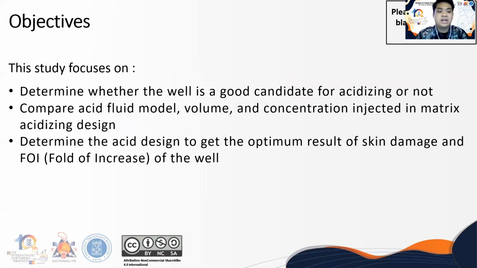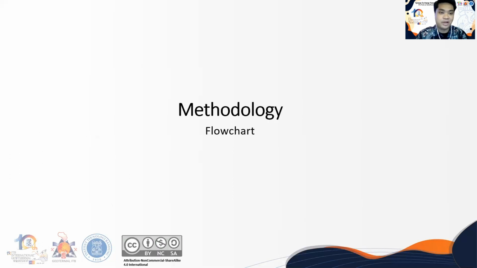In this study, there are three objectives based on analysis and evaluation with a numerical approach from before, during treatment, and also after matrix acidizing. This study focuses on determining whether the well is a good candidate for acidizing or not, comparing acid fluid model, volume, and concentration injected in matrix acidizing design, and then determining the acid design to get the optimum result of skin damage and fold of increase of the well.